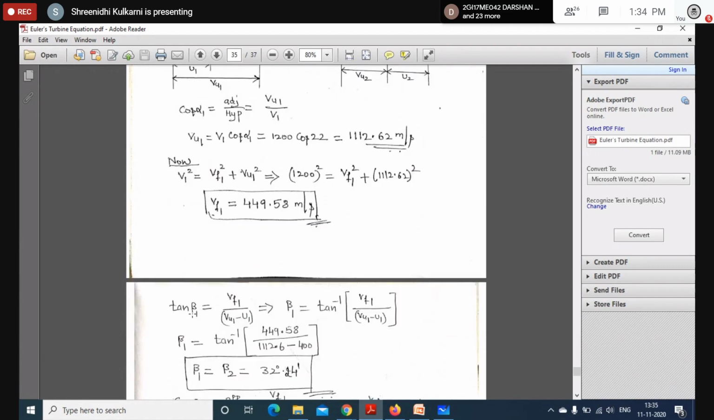So tan beta 1 is opposite by adjacent. By using this, find out what is the beta 1 angle. Because in the statement itself they have given it is an equiangular. So we got beta 1 as 32.24.